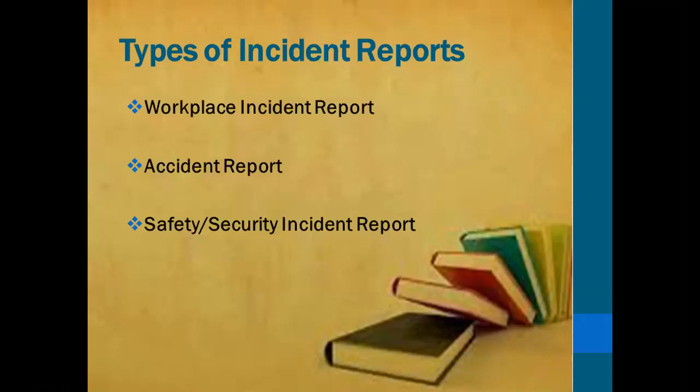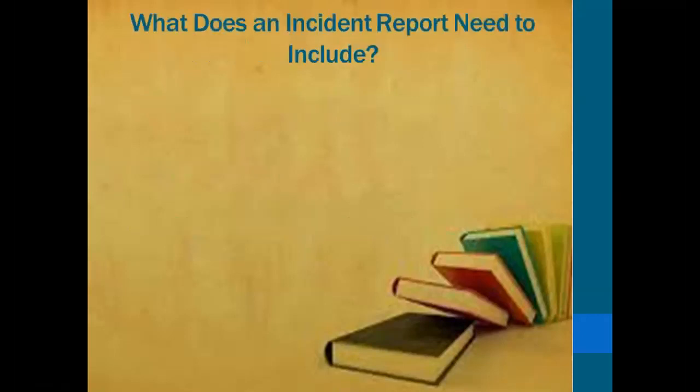Okay. So all of these three types of incident reports are actually understandable and identifiable, but of course you have to take note of their specificity. When can we say that it is a workplace incident report, an accident report, or when can we say that it is a security or safety incident report? Okay. So next in line is, what does an incident report need to include?